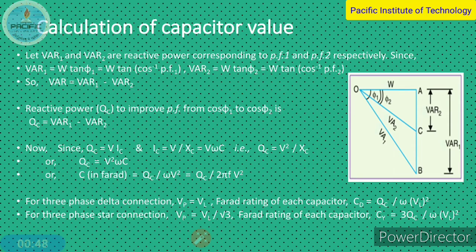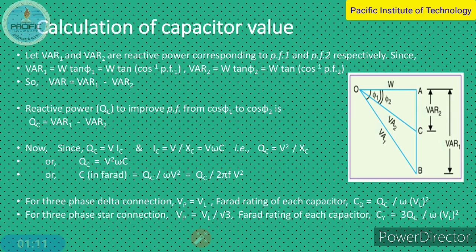Before the power factor improvement, the VAR is VAR1, and after the power factor improvement, the VAR is VAR2. The difference between VAR1 and VAR2 is the VAR that is compensated with the help of the capacitor. So the reactive power QC improves the power factor from cos phi1 to cos phi2. Therefore QC is equal to VAR1 minus VAR2.